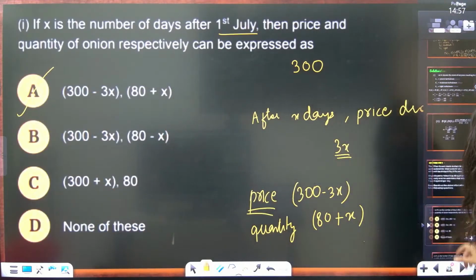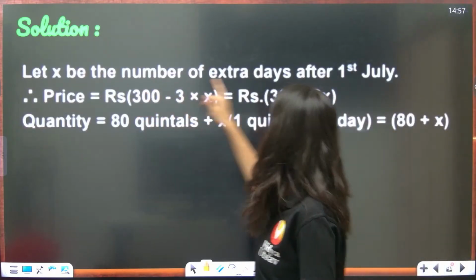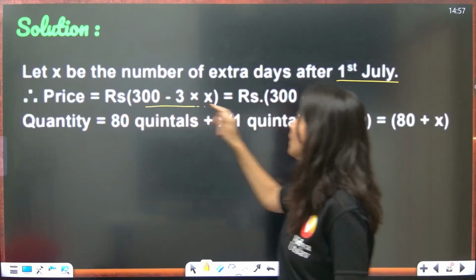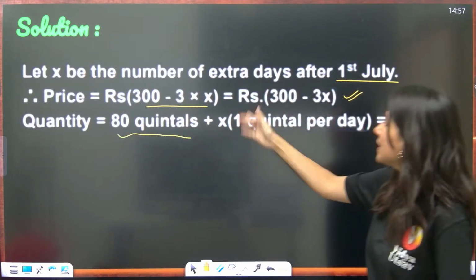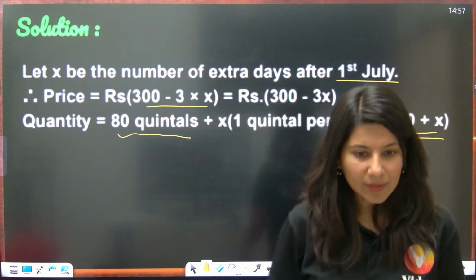Option A clearly seems to be the correct answer. Everybody getting it? Let x be the number of extra days after 1st July. So the price is 300 minus 3x, and similarly the quantity is 80 quintal plus x, at 1 quintal per day. So 80 plus x. Correct?